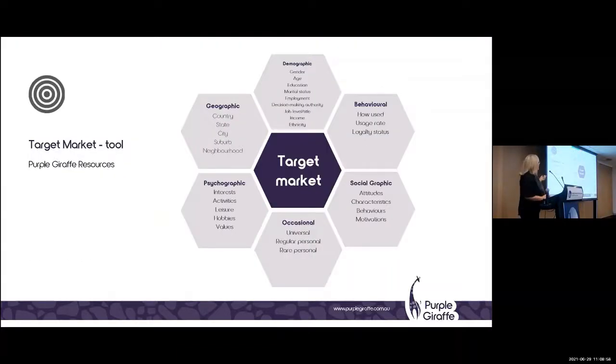There's a tool if you get stuck on your target market, which is obviously in this slide, but if you go to the Purple Giraffe resources, you can download this tool. It's a really great tool that we developed because it basically goes through all the demographic, behavioral, sociographic, geographic, psychographic, all the graphics, and occasion-type thinking, and it forces you to think about your target market in a different way. So I encourage you to have a look at that and really be clear about who your target market is, because then all of your marketing decisions are so much easier if you know who they are really intimately.